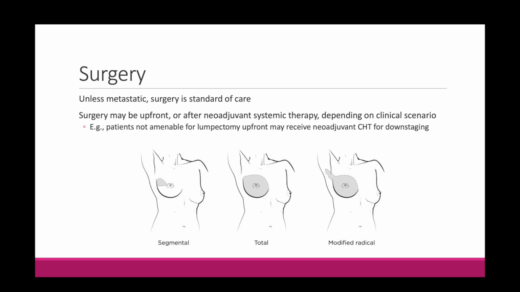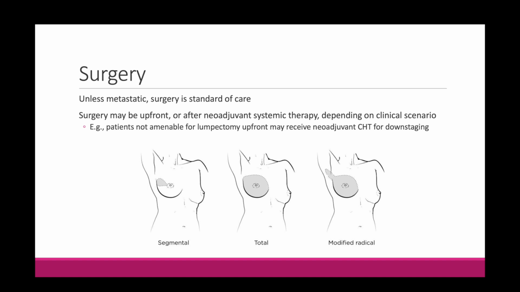Now, keep in mind that sometimes when patients present with upfront breast cancer and the surgeon talks to them, they say, if I were to operate on you today, I would need to do a mastectomy. And so in some cases, we might consider offering neoadjuvant chemotherapy to try and achieve some downstaging and kind of decrease the intensity of the surgery that the surgeon would need to perform.